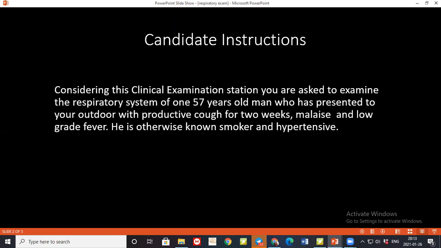I'll ask the patient to take a deep breath, and I'll put the stethoscope on his chest. Then I'll assess the quality of the breath sound as well as the volume of the breath sound, and also listen for any added sounds. I also assess the vocal resonance. I'll ask the patient to say 99, and I put the stethoscope on the chest again.